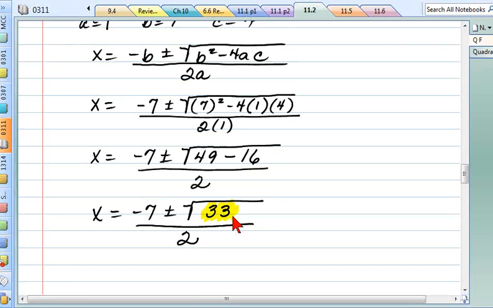Now the radicand is not a perfect square. It's the first time it's happened to us. It's not a perfect square. Can you simplify it?